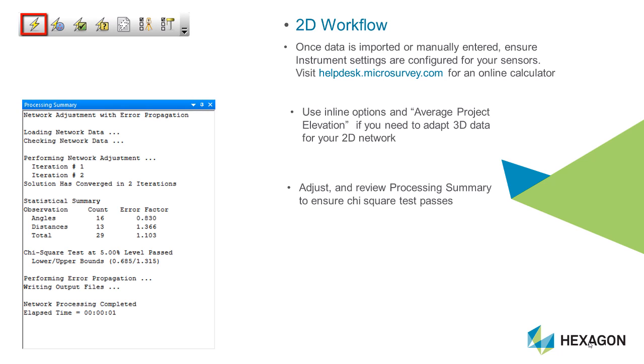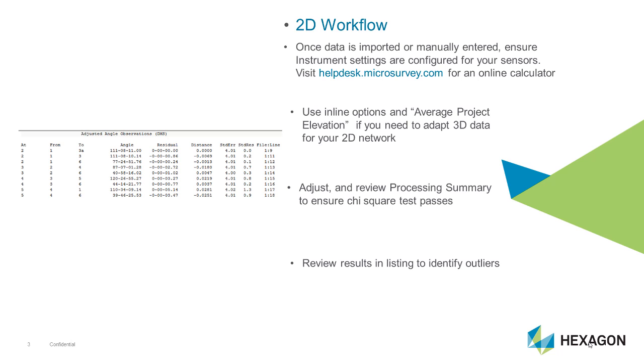When you run the adjustment, the chi-square test is the first place that you'll always look to make sure that you've got good goodness of fit and that your chi-square test passes. And when you're finished, you're going to review the results in a listing, and you can identify outliers which you may need to edit and then run the adjustment again.